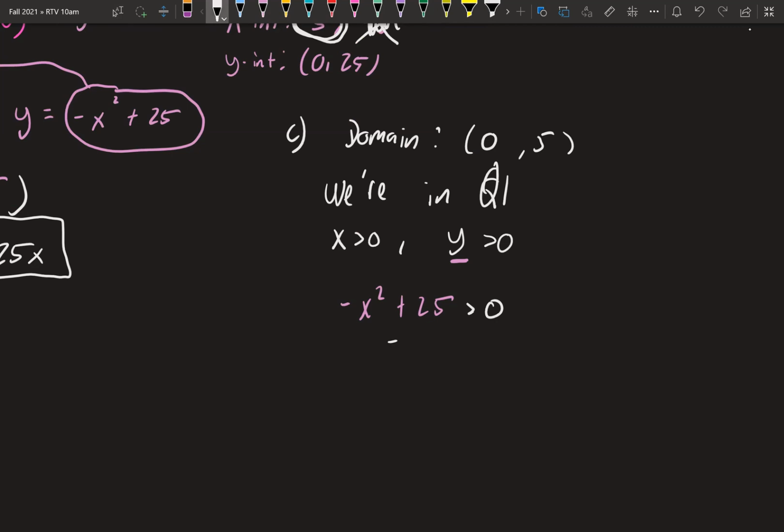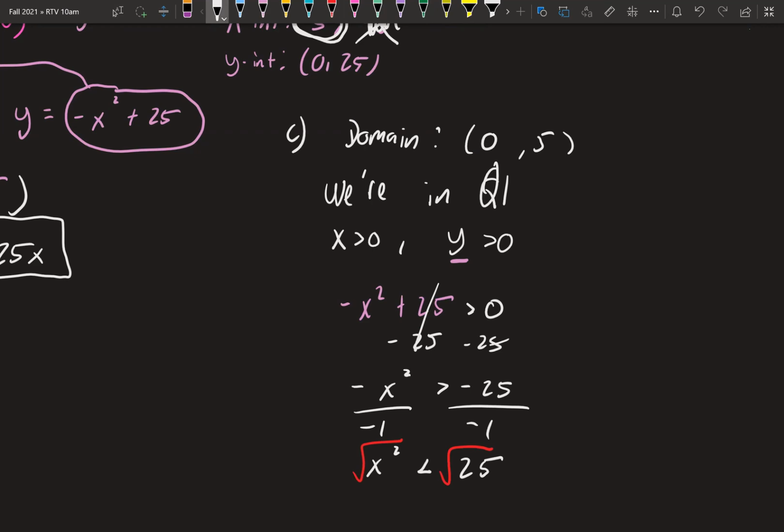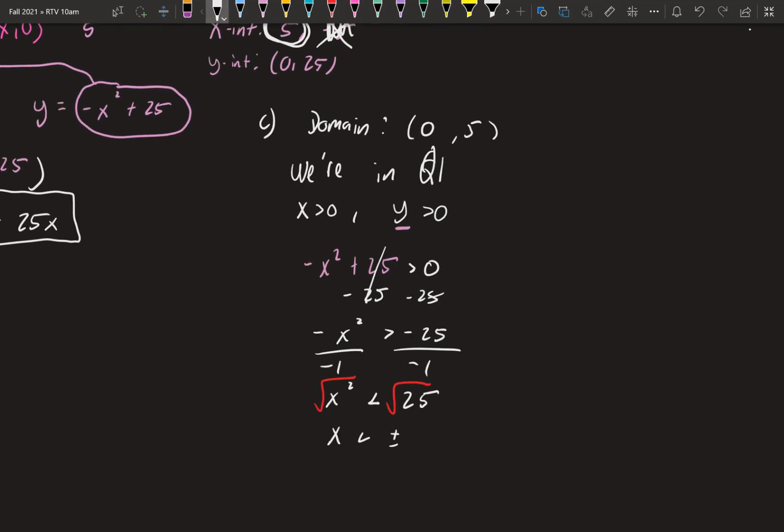So we can solve for this. I'll subtract 25, so we get negative x squared is greater than negative 25. Divide the negative 1 out, so we're left with x squared is less than positive 25. We square root it to get x by itself. So we get x is less than positive or negative 5. But since we're in Q1, x has to be less than positive 5. And it's 0 to 5 because Q1 starts at 0. If you wanted to write this in set notation, it's x such that 0 is less than x and x is less than 5.